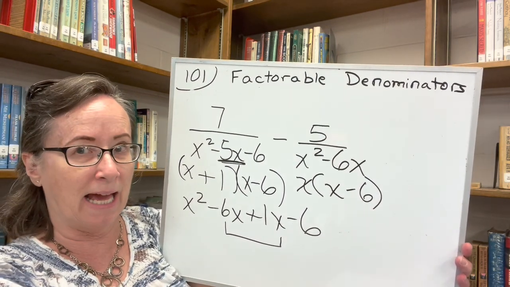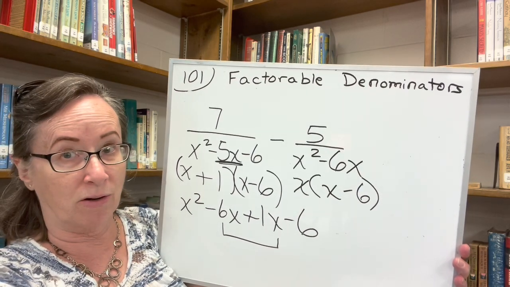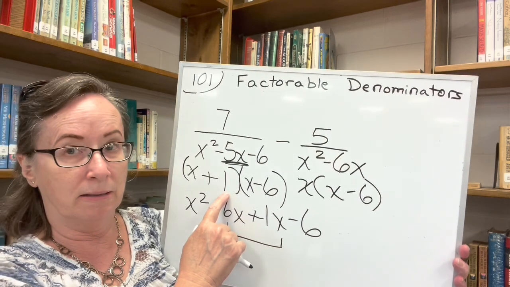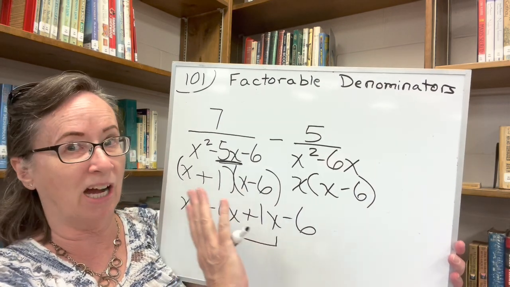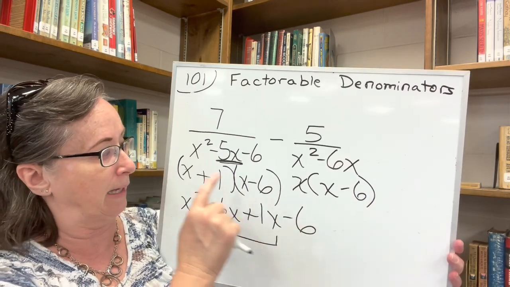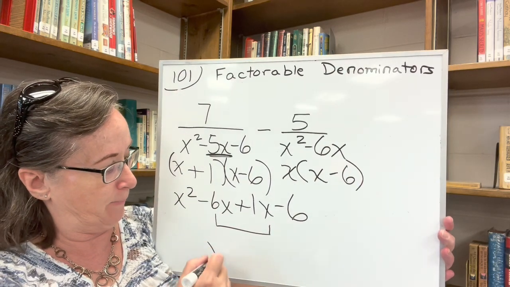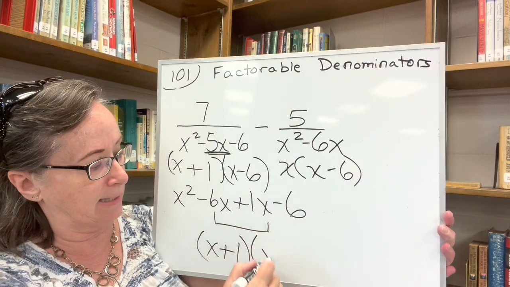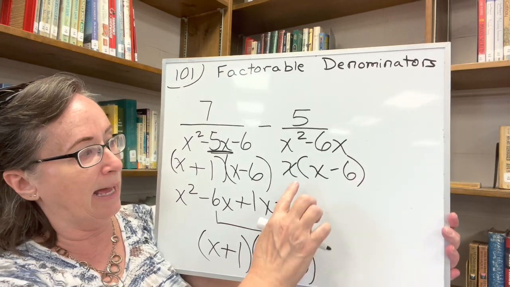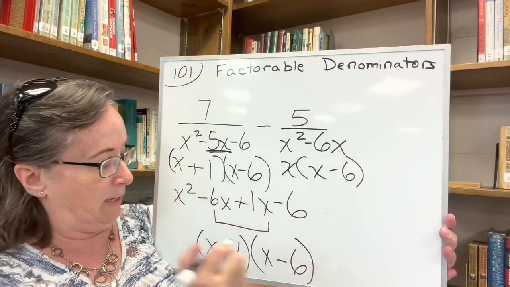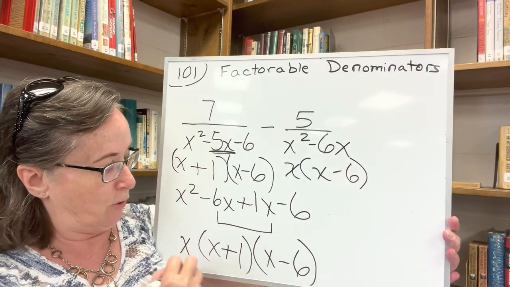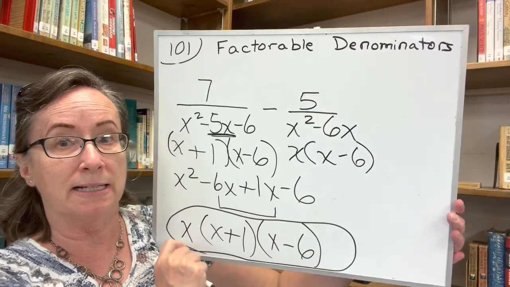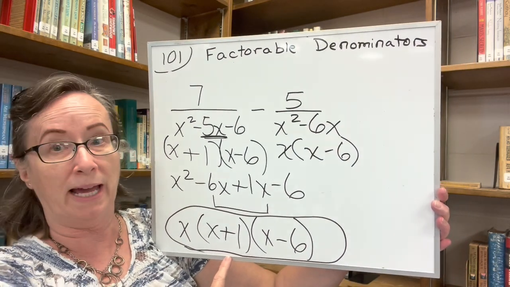We must get each denominator the same. So this one, if we're going to make one common denominator for the whole thing, it would have to have an x plus 1, and it would have to have an x minus 6, and for this denominator to fit in, it would also have to have an x. So this is what we're going to call our least common denominator. This is the one that we're heading for.